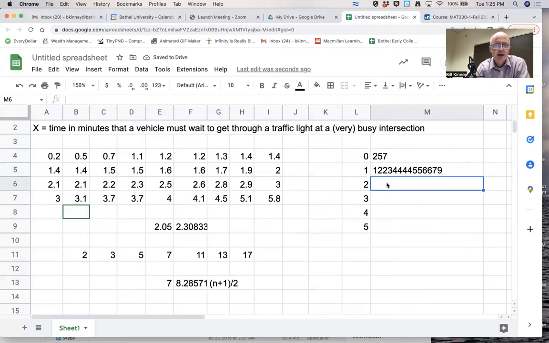For the 2s, I got a 2.0, 2.1, 2.1, 2.2, 3, 5, 6, 8, 9. For the 3s, 3.0, 3.0, 3.1, 3.7, 3.7. The 4s, 4.0, 4.1, 4.5.